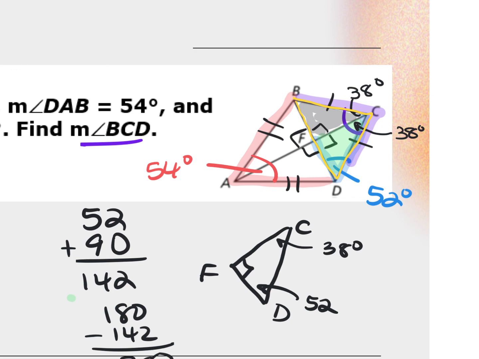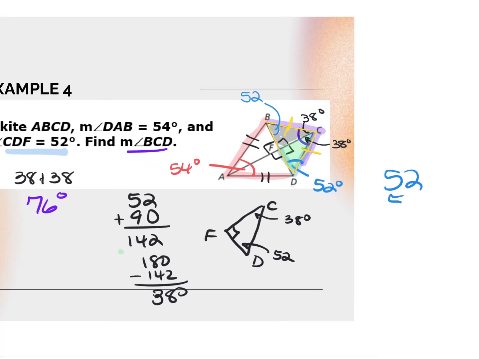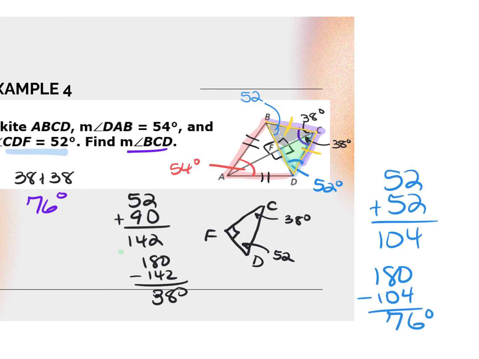So if you think about this one, this is actually an isosceles triangle here. The faster way would have been to recognize that since these sides are congruent, then these base angles here are congruent. So this one's 52. So the other way to do it would have been to add 52 plus 52 and get 104. Subtract that from 180, and that would have gone right to the 76 degrees, which would have been this whole angle right here. So you could do it either way.